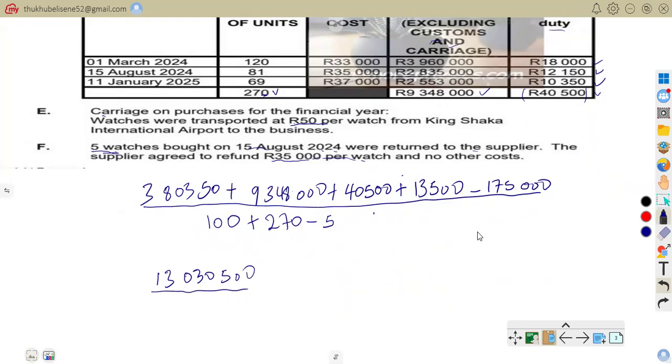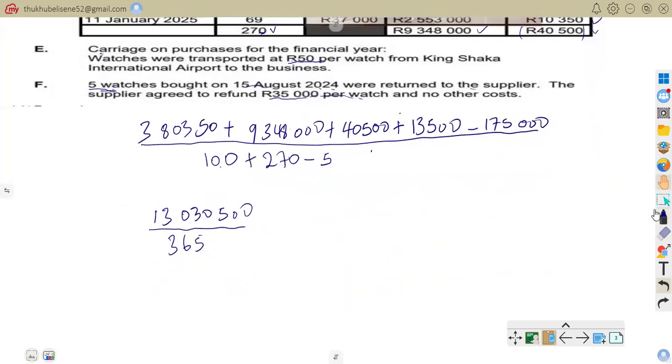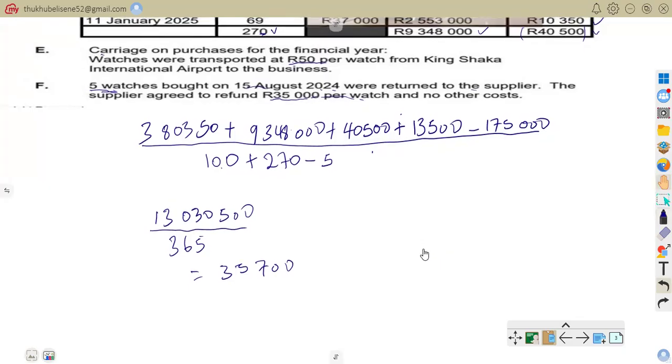Divided, remember now, by 365, because when you add this minus 5, it's going to give you 365. So then you are going to get the answer for this, whereby the answer is going to equal 35,700. Remember, we want the value of closing stock.